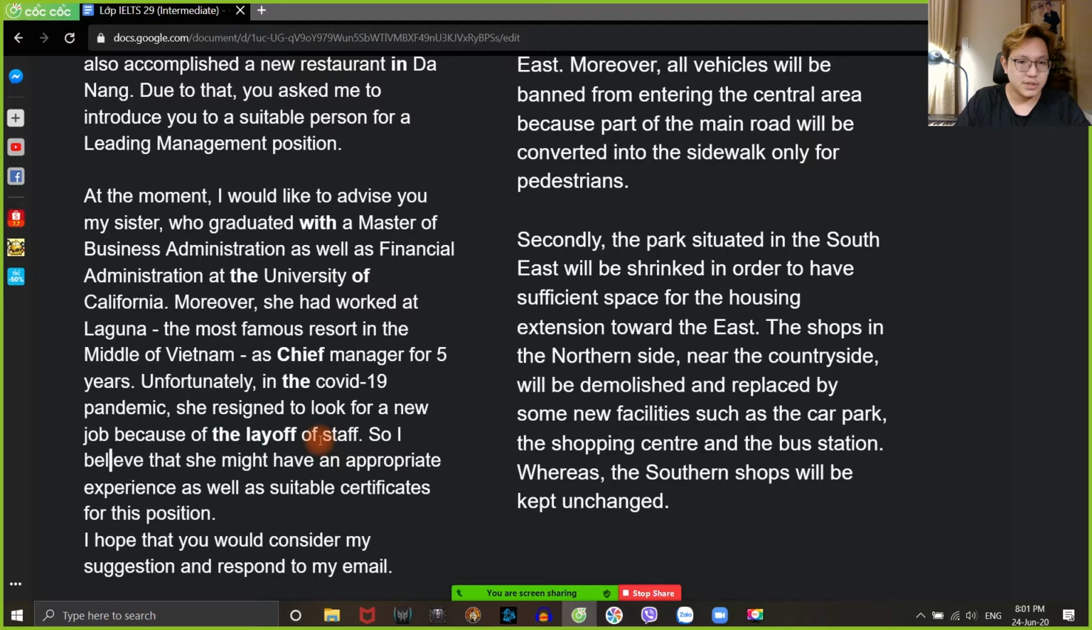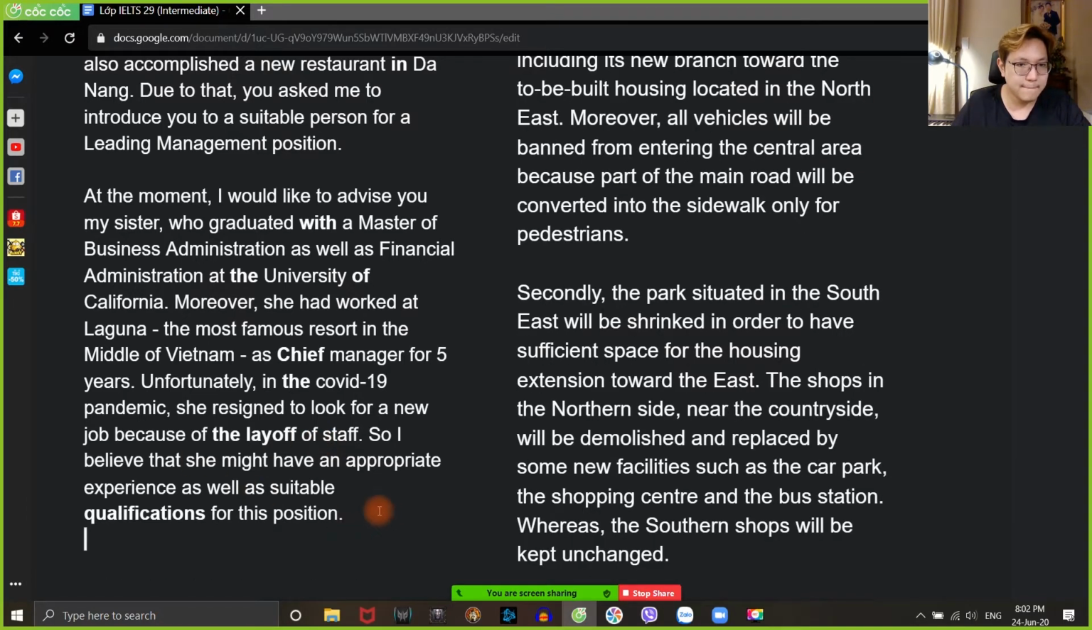of staff. So I believe that she might have an appropriate experience as well as suitable certificates for this. I believe she has suitable experience as well as suitable qualifications, that's the correct one. So we don't say certificate here. Certificate, no, it's not the same thing. The word certificate only refers to the paper. Qualification sounds better. Qualification is a way better word to use in this position. For this position, okay.